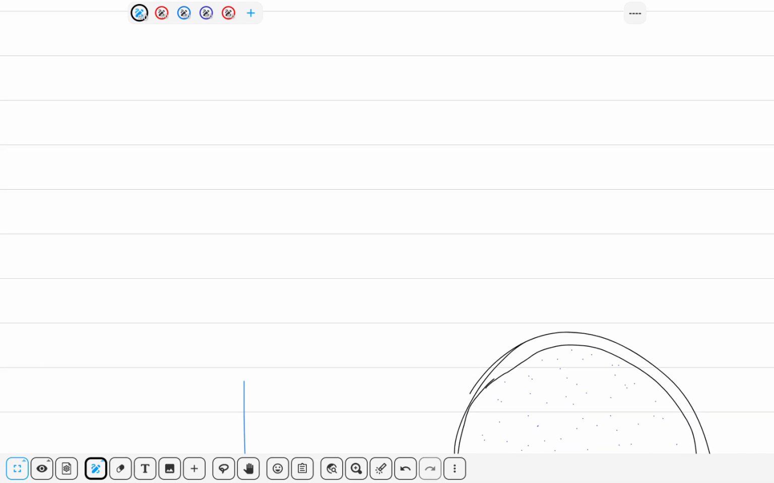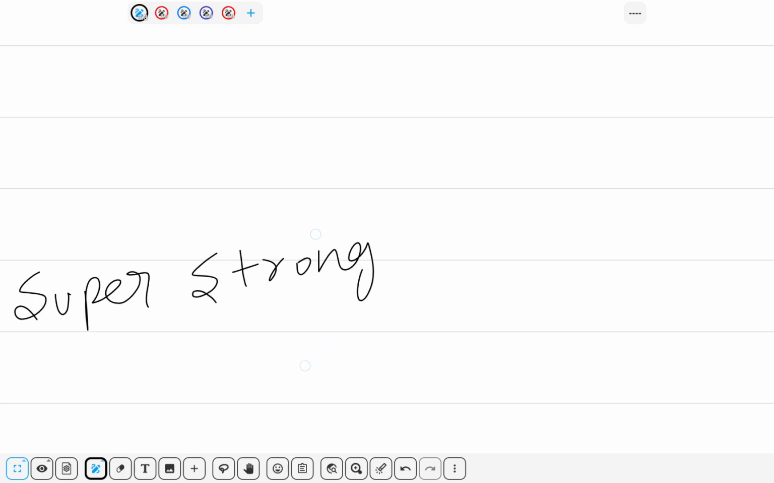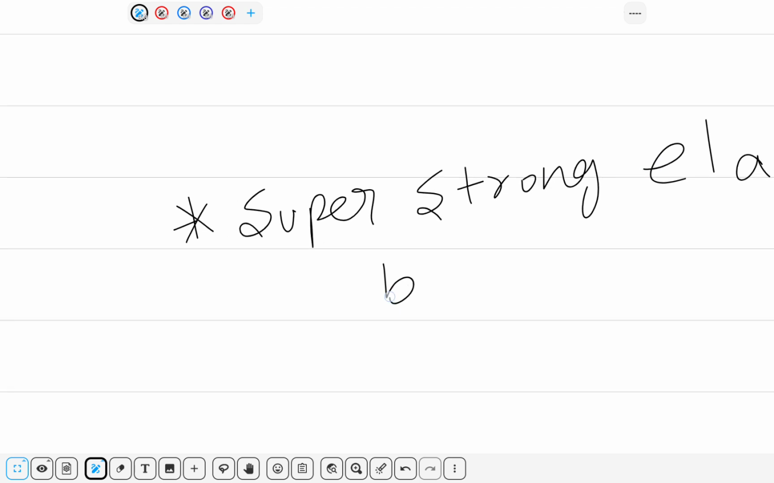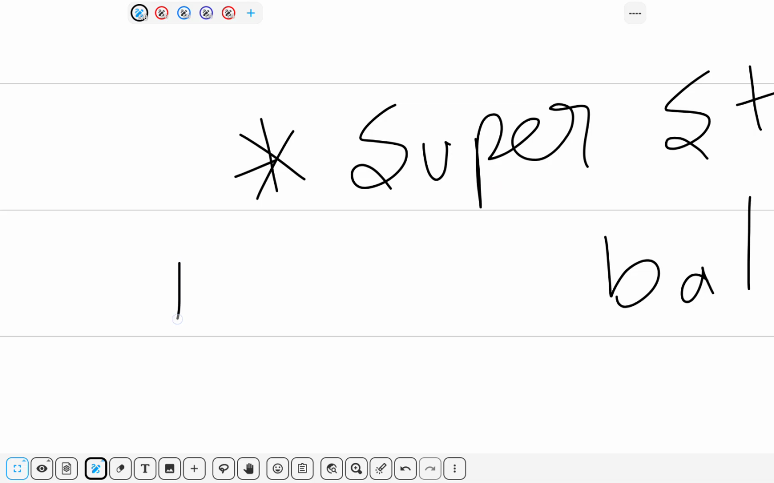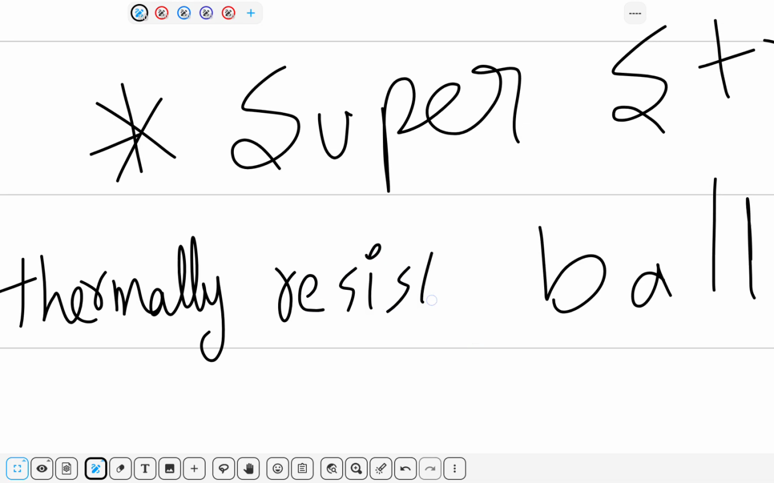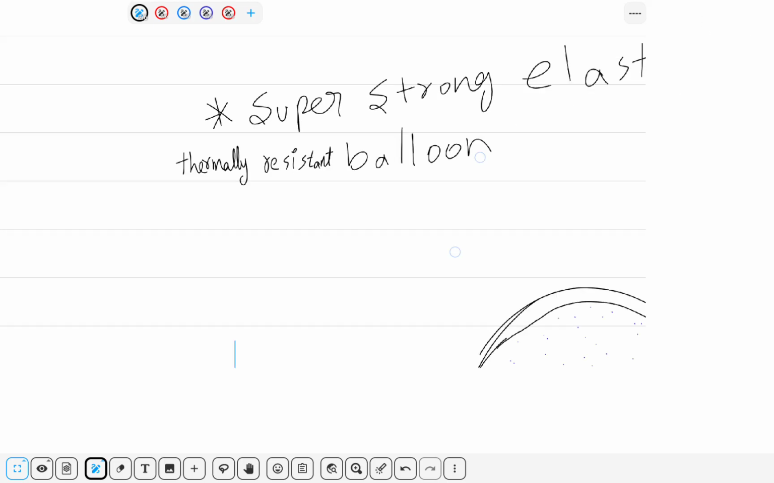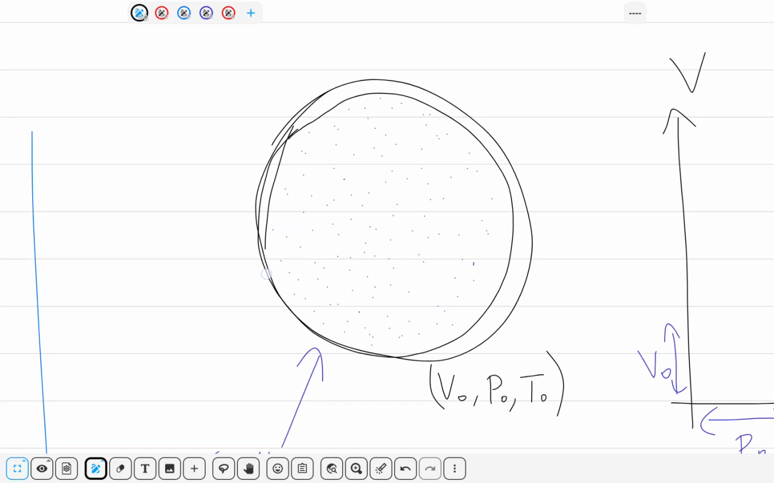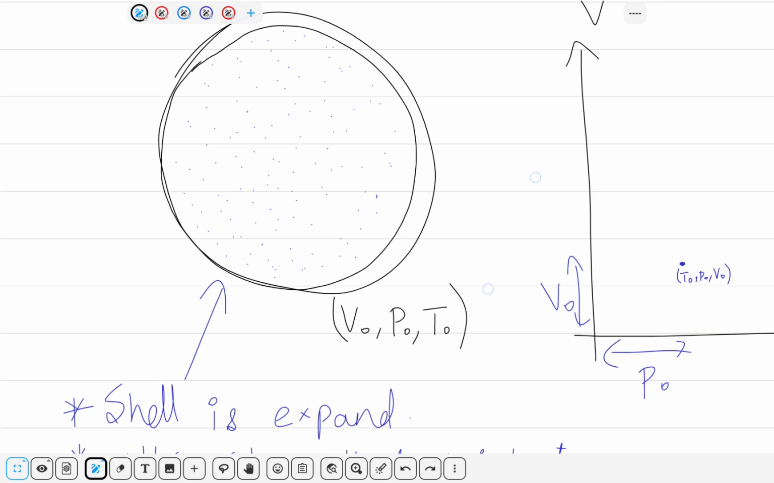Let me call it a super strong elastic balloon. Just elastic is enough. Also not to forget, a thermally resistant balloon. It won't just melt or pop when heat is applied. It is some hypothetical balloon.